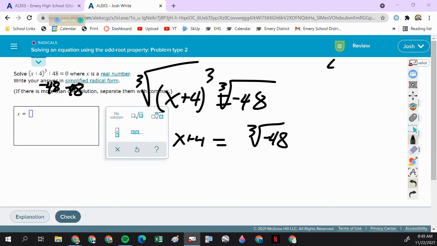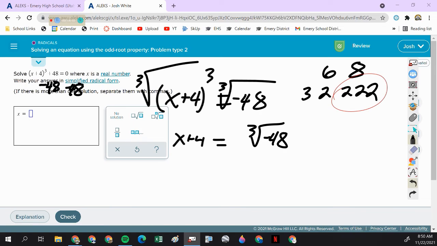Factor that, 6 and 8, 3, 2, 2, 2, and 2. What can I bring out? Bring out a set of 2's and the negative. So here we have the option of leaving the negative in or taking the negative out. You always take it out, whether it becomes a negative or it becomes an i. So never leave a negative inside a root, whether it's an odd root or an even root.